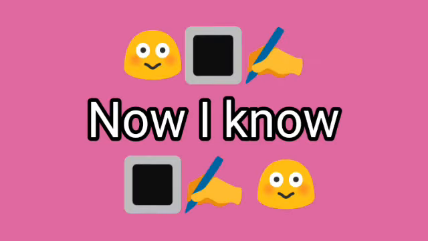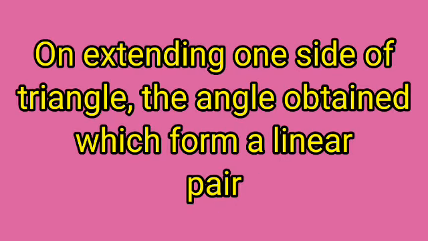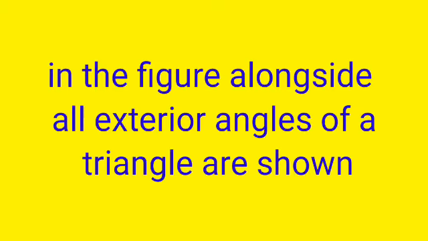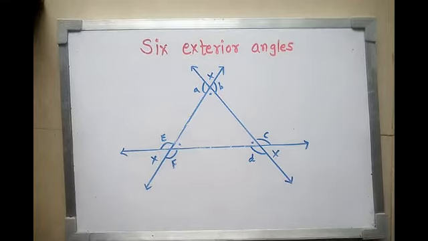Now I know: when one side of a triangle is extended, the angle obtained which forms a linear pair with the adjacent interior angle of the triangle is called an exterior angle of the triangle. In the figure alongside, all exterior angles of a triangle are shown.